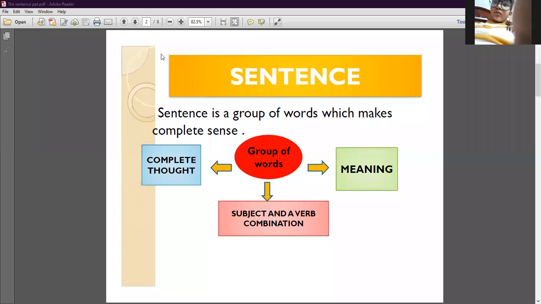Okay, now what is a sentence, students? A sentence is a group of words which makes complete sense. Sentence क्या होते हैं, group of words होते हैं जिसका complete sense होना चाहिए. A sentence is also called a group of words. It has a complete thought, and the sentence has a subject and verb combination and a complete meaning, a complete thought. This is called a sentence.